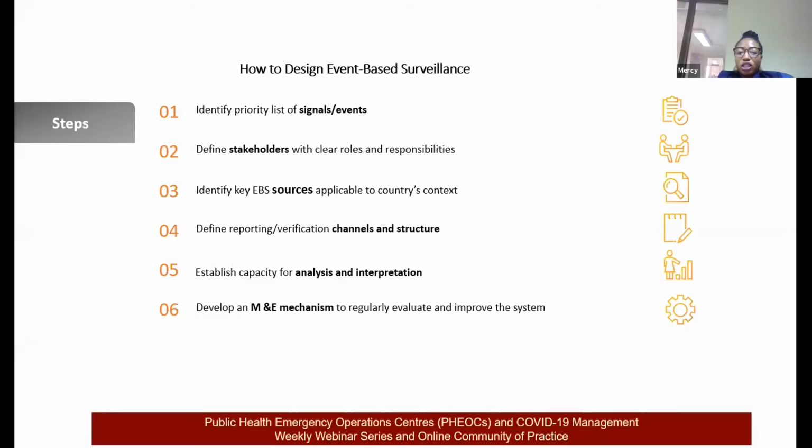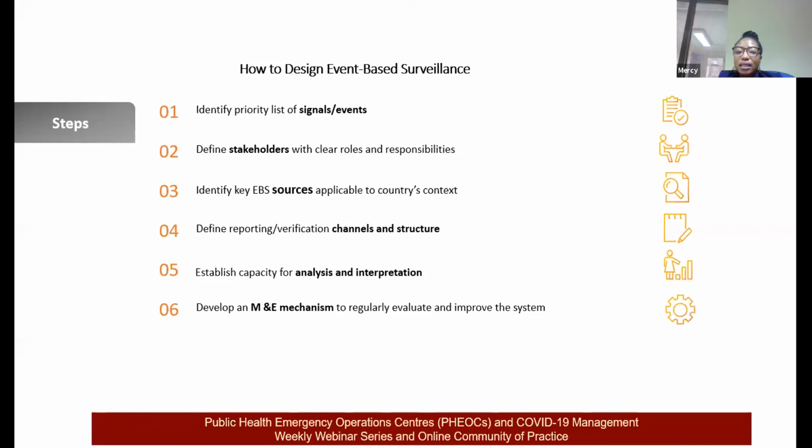Define reporting and verification channels. It is very important to know how you want to report and what structure it should follow. So if you are looking at the structure on the ground, which is the ideal, you should know, okay, are we using phone calls? Are we using paper-based? Are we using electronic applications? It should be very clear on the channel that is being used to report. But when you are choosing this, just bear in mind that EBS has to be very prompt. If there are delays, then it doesn't add value to the already existing system on the ground.